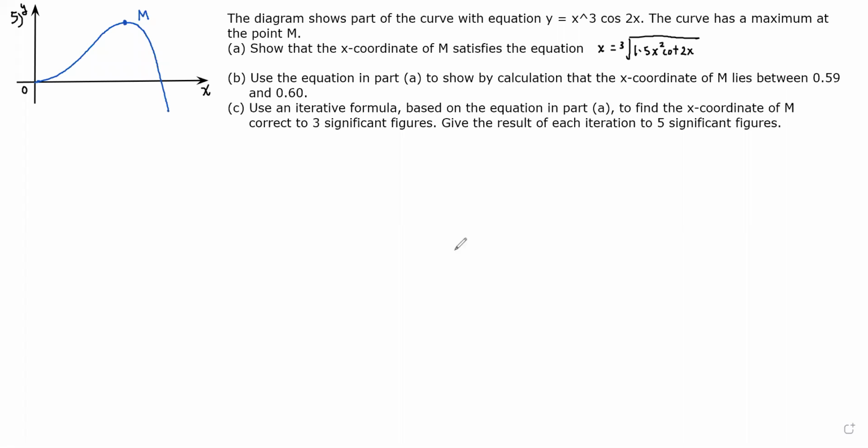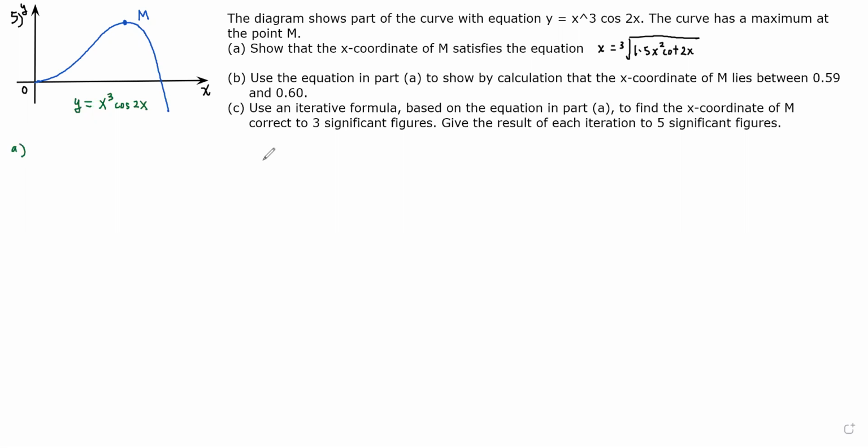We discussed question 5 of A-Level Pure Mathematics 2, paper 2 for May and June of year 2020. We are given the graph of a function, and this function has equation y equals x cubed cos 2x. The curve has a maximum at the point M.